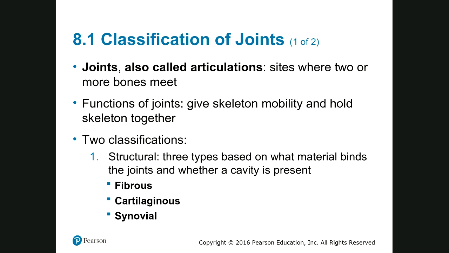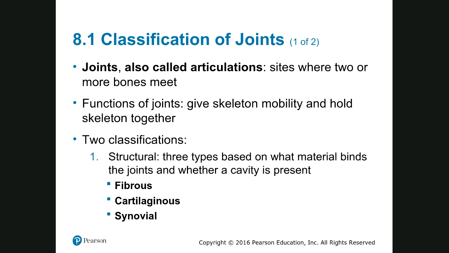But joints are what we're looking at where bones come together, and we call those articulations. And so anywhere two bones meet, that's going to be an articulation. Typically, you have ligaments there. You may have some tendons that connect muscle to bone near the joint. And the function of joints is to basically give the skeleton mobility and hold the skeleton together.